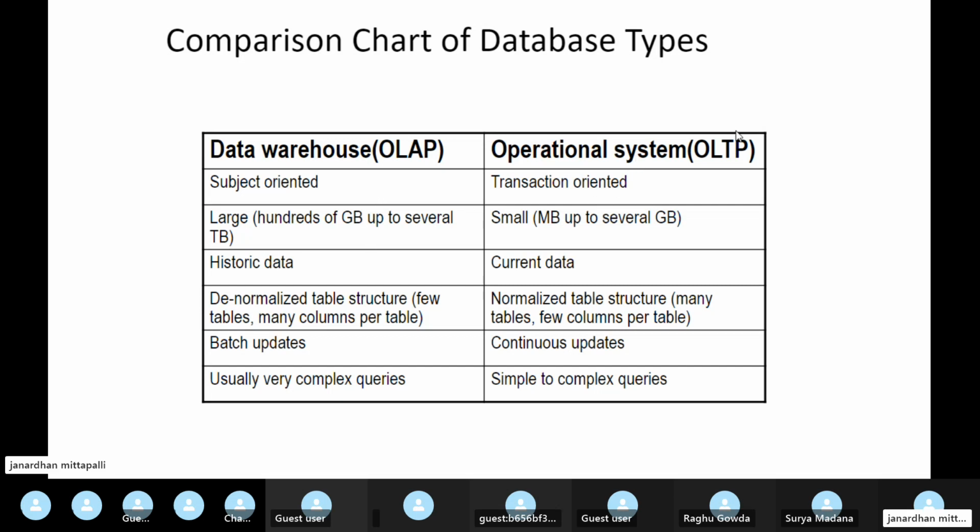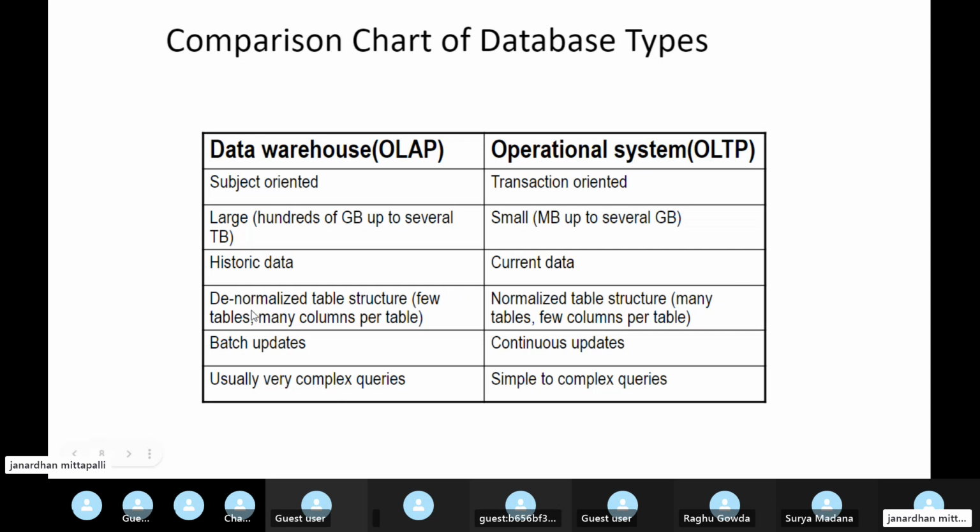And OLTP, since it has only real-time transactions, may have a very small volume of data. There is one more differentiation which we already discussed: historical data versus current data, and denormalized table structure versus normalized table structure. We'll understand this once we discuss normalization techniques. In SQL concepts, we'll discuss that. We have some normalization techniques that we should follow while creating tables or databases.